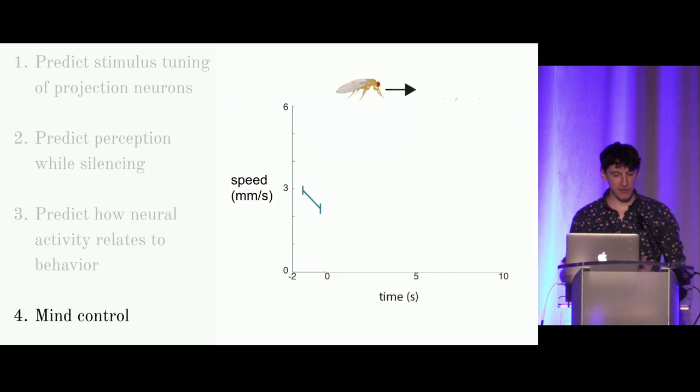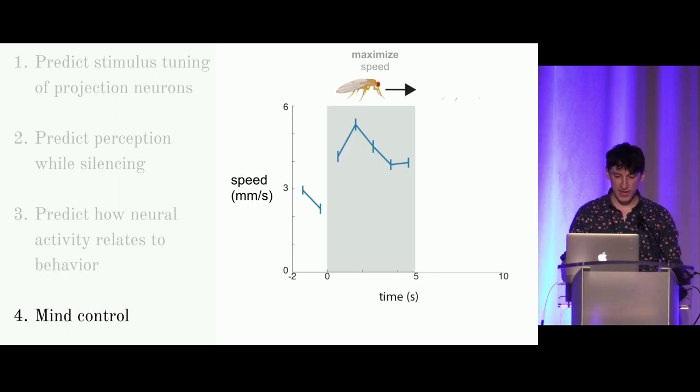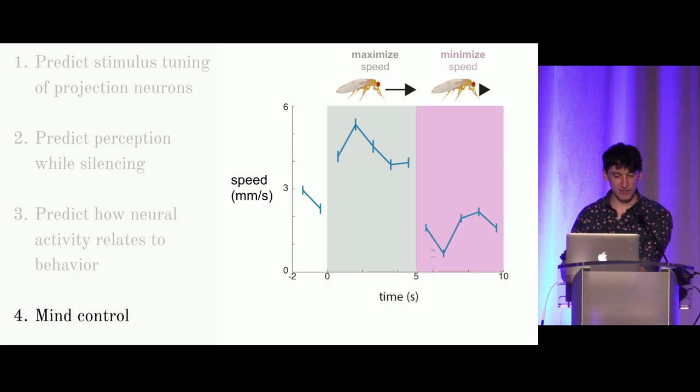So flies start off walking at some general speed, and then we present a stimuli that should make the fly move faster. And what we see is that the fly does start moving faster. Then what we can do is present stimuli that the model thinks should make the fly move slower. And what we see is the fly does start moving slower. So this suggests that we're really capturing aspects of the fly's sensory motor transformation on a pixel level.